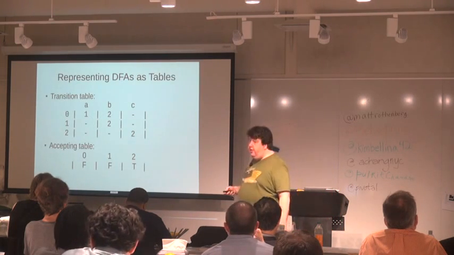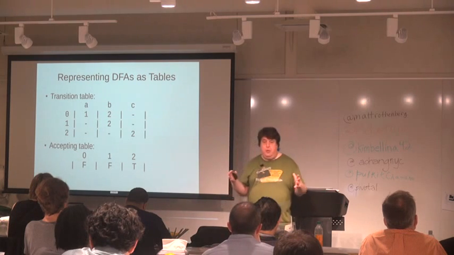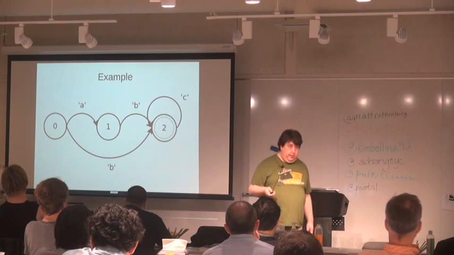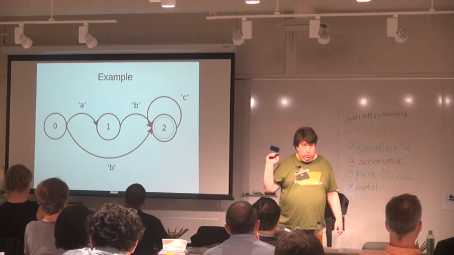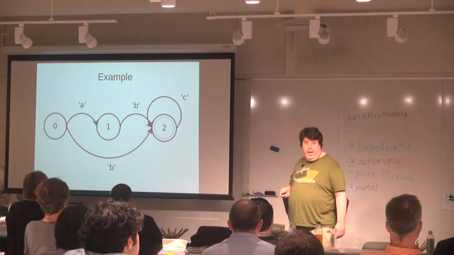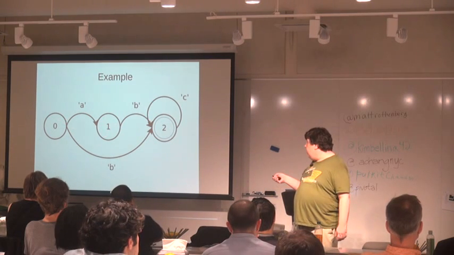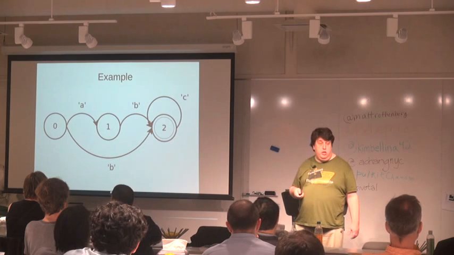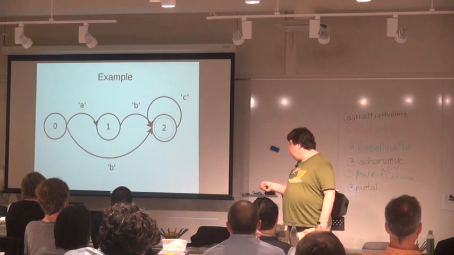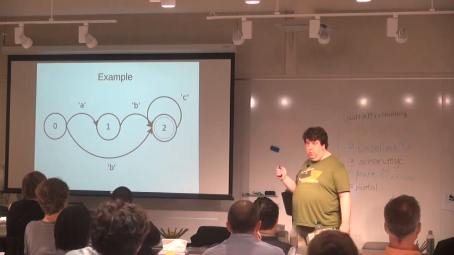Oh, and by the way, all other transitions are the error transition. If they're not explicitly stated, they're the error transition. So if you're in state 1 and you see the character A, there's no outgoing edge from state 1 that consumes the character A, so that's the error case. So if you saw the string A, we know it wouldn't match.